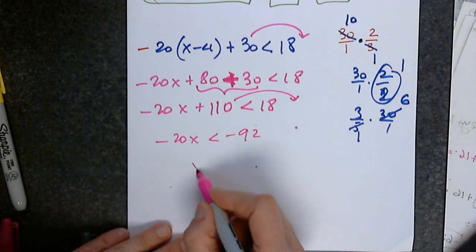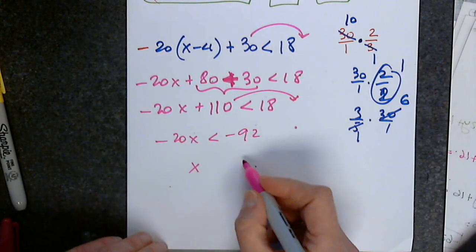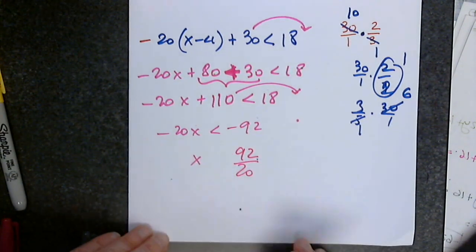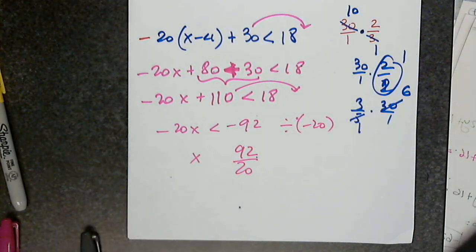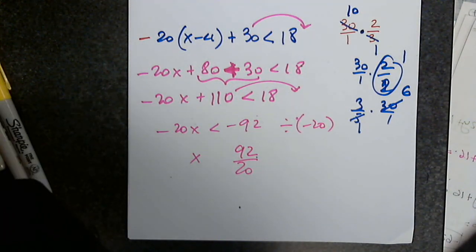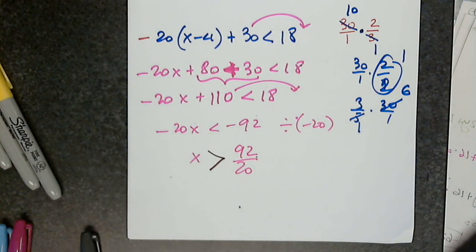Final step. Negative divided by negative is positive. Correct. So what am I dividing by? 20. I'm dividing by negative 20. So this is 92 divided by 20. So I'm dividing both sides by negative 20. What do I have to do? Yes, flip the inequality sign, never forget that. Very good. And yes, I have to simplify.